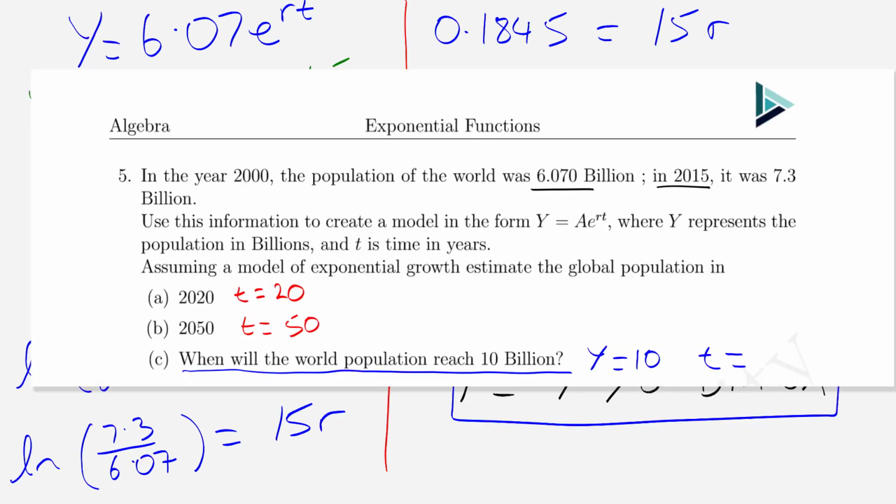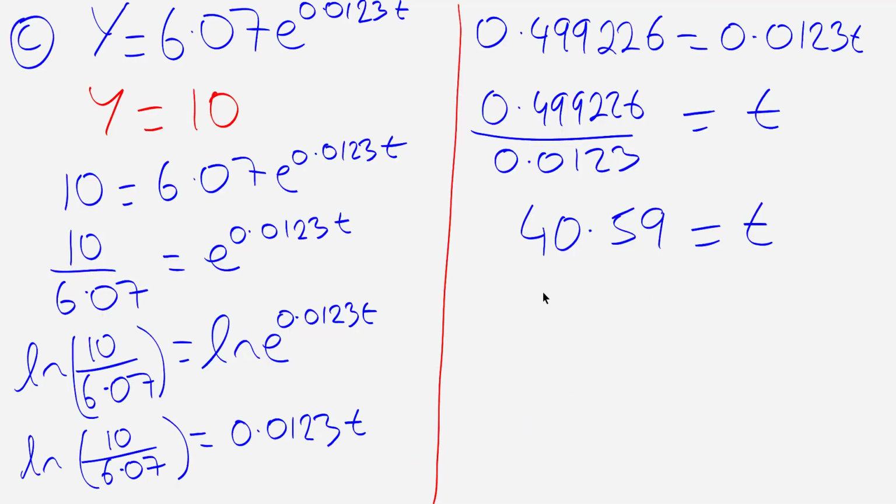So if we look back at the question, when will the world population reach 10 billion? The population will be 10 when t equals 40.59. And if you want to be more specific, sometime during the year 2040, we predict the population to hit 10 billion.